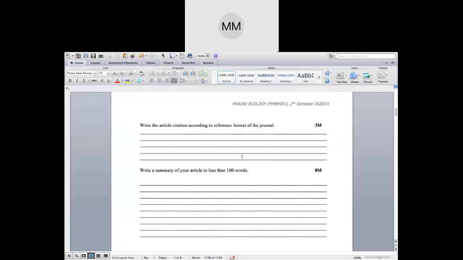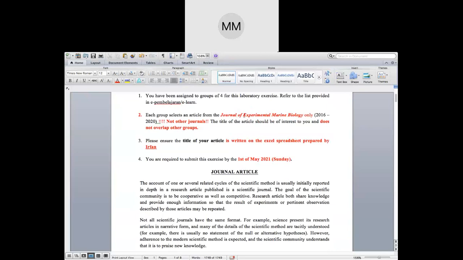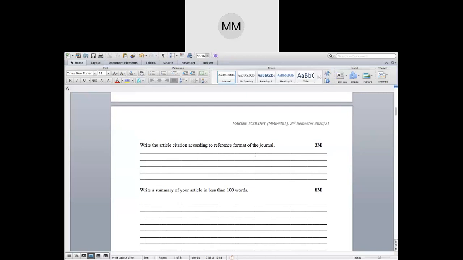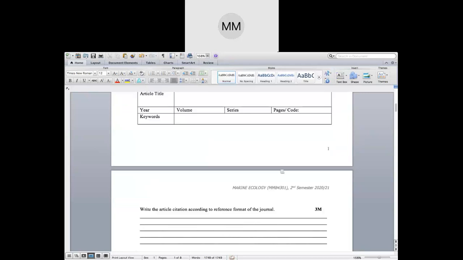And then this part is where people also get confused. I mentioned here, write the article citation according to the reference format of the journal. Okay, so if you look at the Journal of Experimental Marine Biology, there is a way that they will write their references. It first goes with the authors, followed by the year, and then the title of the article, the title of the journal, and then the volume, volume series, and then the page.